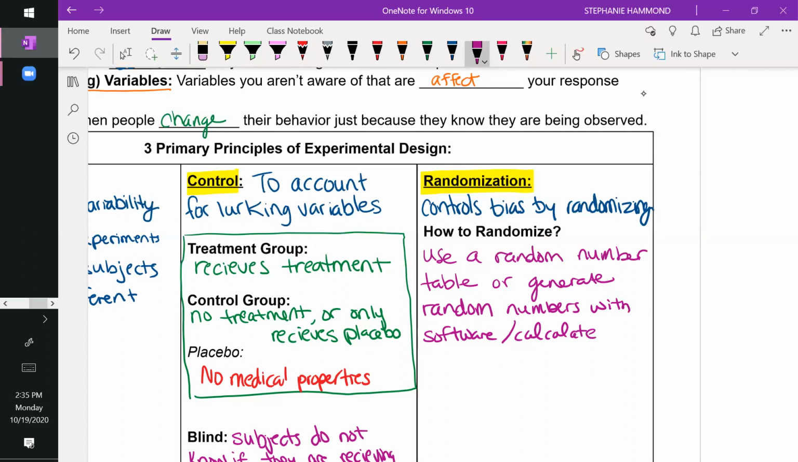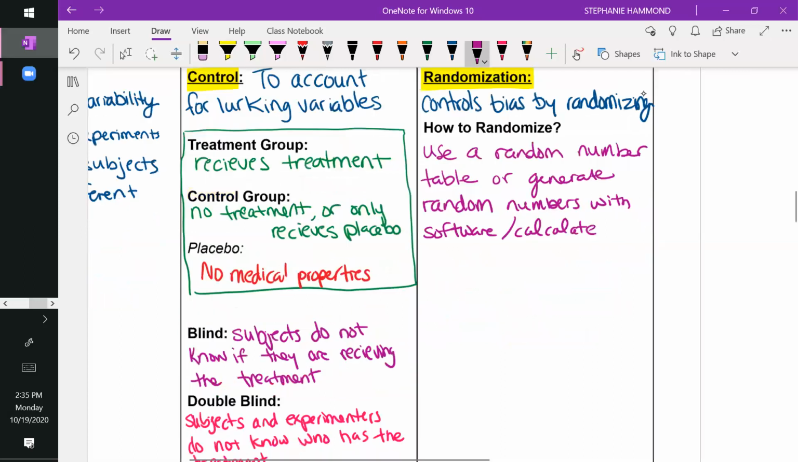To get an even more random sample, what we do is we take our entire group of people or subjects that are going to be in an experiment, and we assign them all a number, 1 through however many people there are. And then we use our random number generator to generate the people that'll be in different groups. So we'll see some more of that later on.